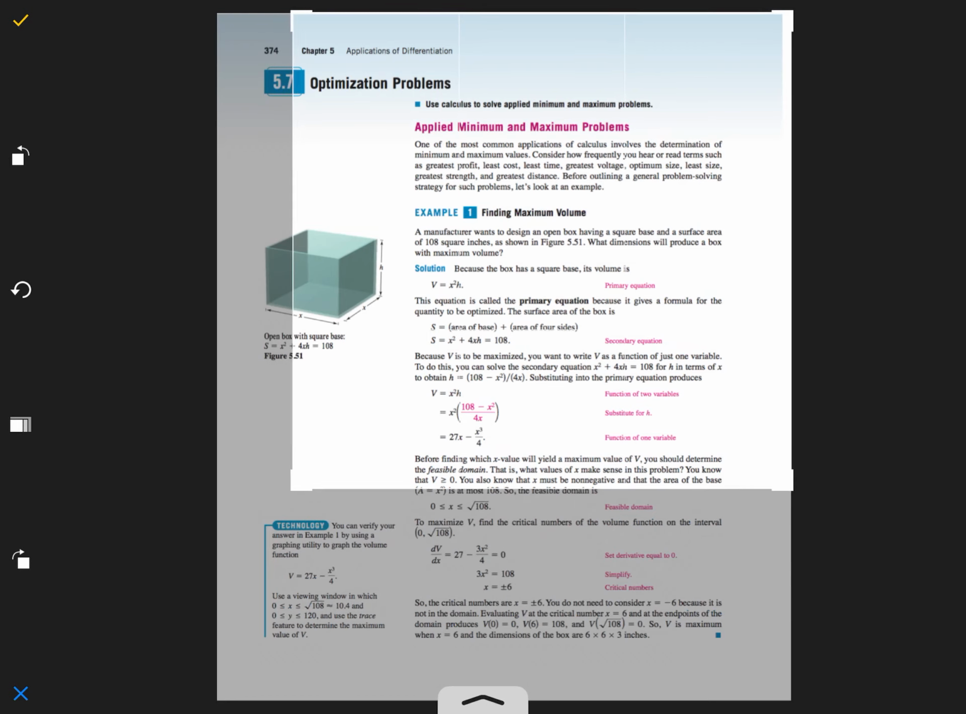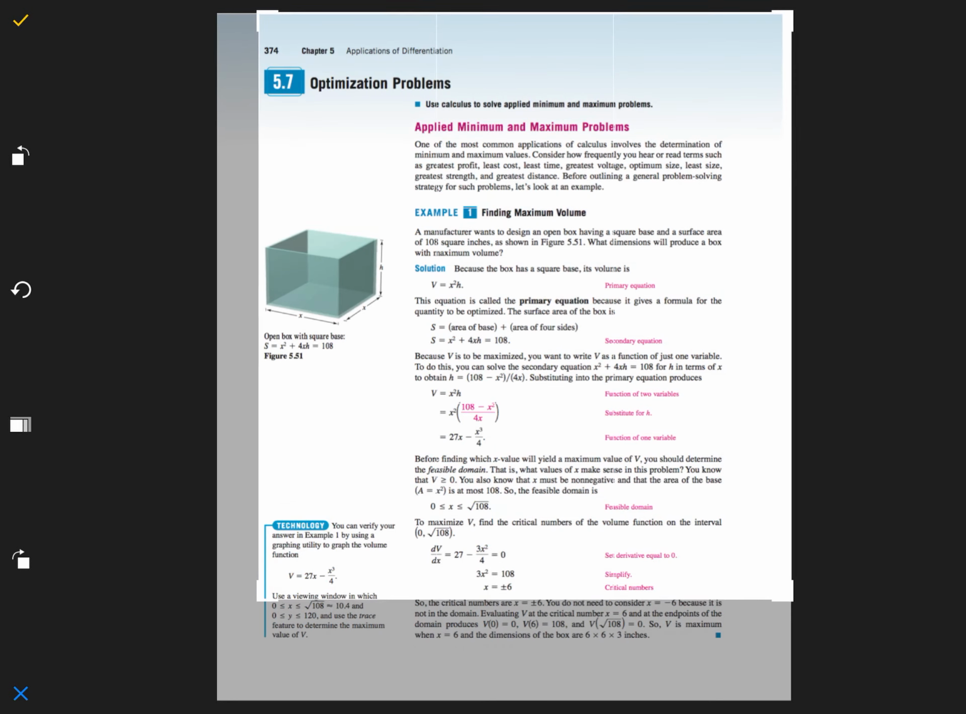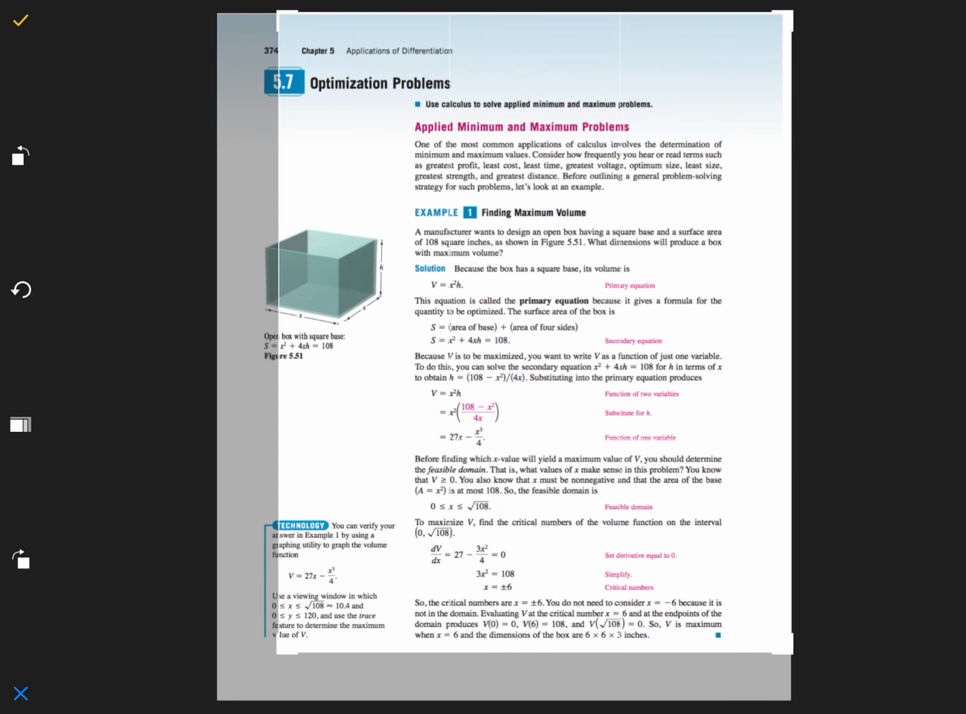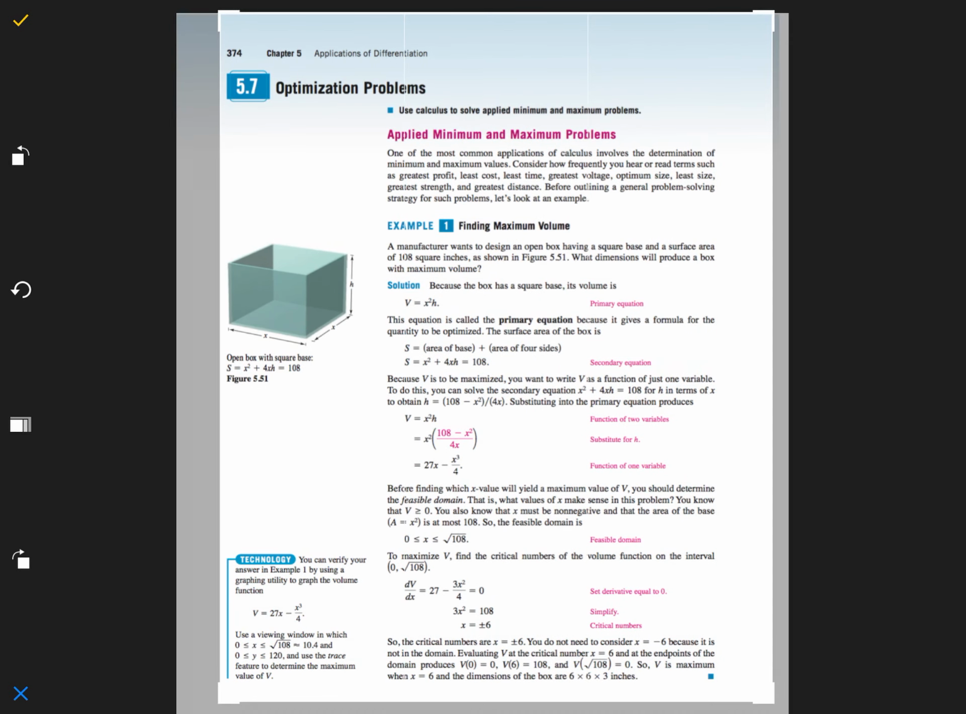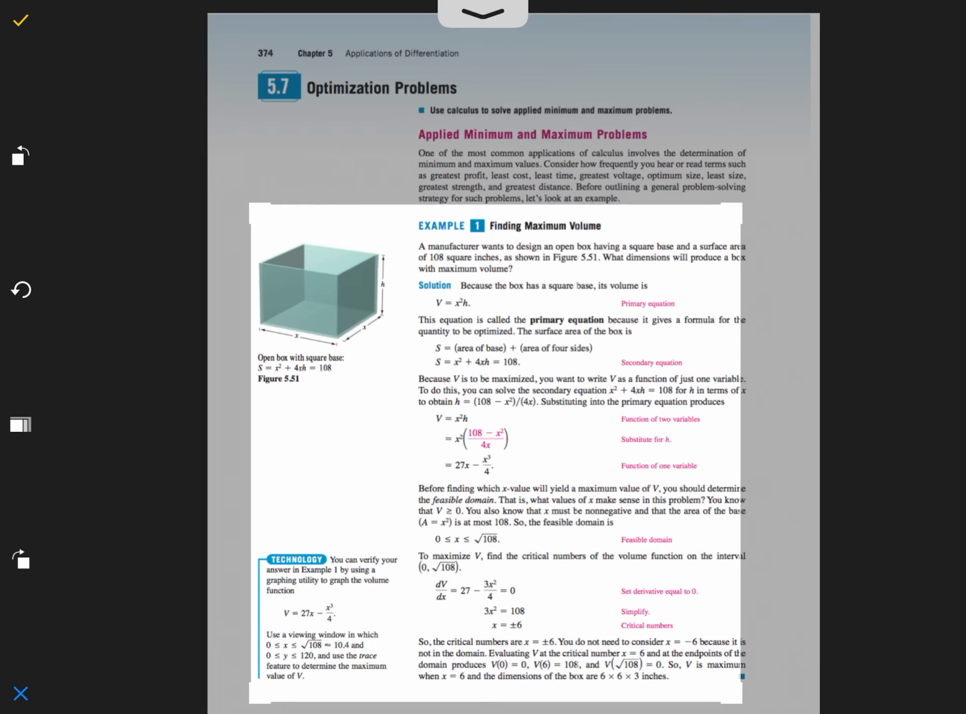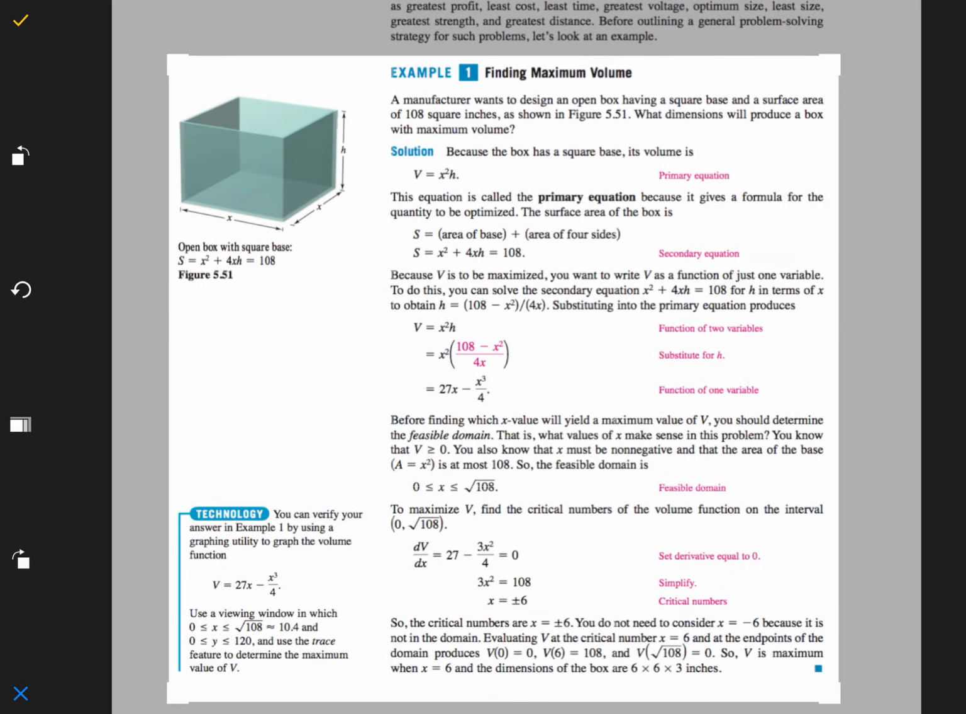Ahí lo voy a hacer ahorita para tener más espacio. I'm going to leave the answer. Quiero dejar el dibujo. Okay, sorry about that. There we go.